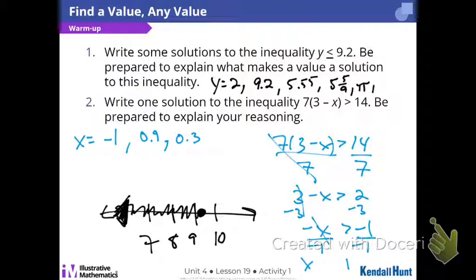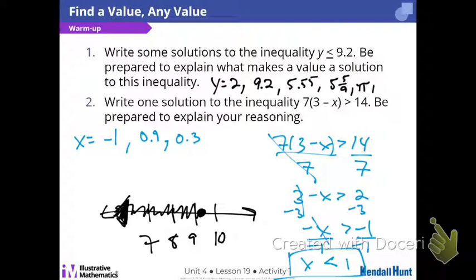Now, last year, when you decided what symbol you needed, you went to your original and you substituted in a 0 to see if it was true. So if I put a 0 in here, is 7 times 3 greater than 14? It is. So 0 works. 0 works for x, right? Because this is an equivalent inequality. So if 0 works, does x have to be less than or greater than 1? If 0 works, x has to be less than.